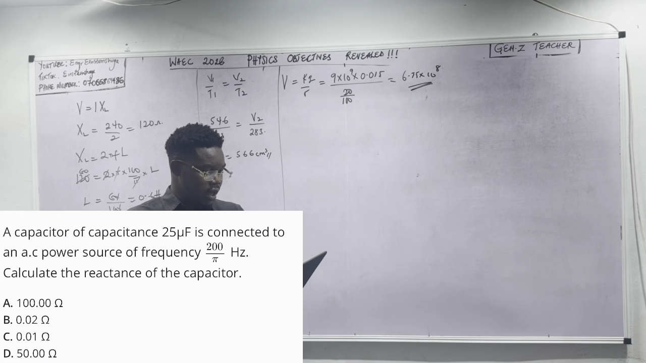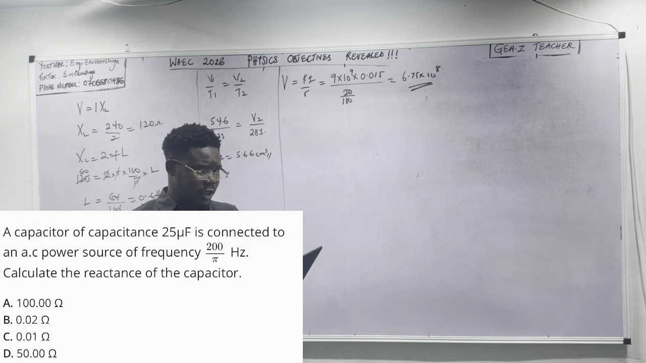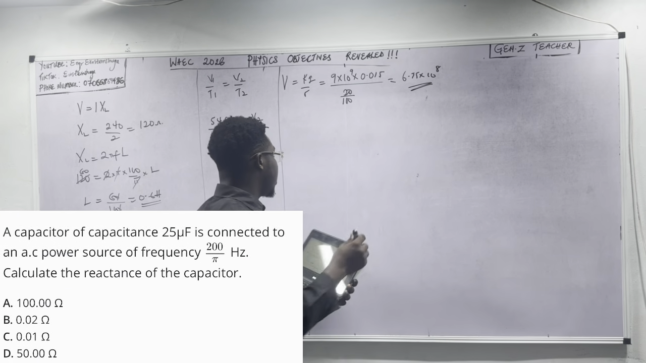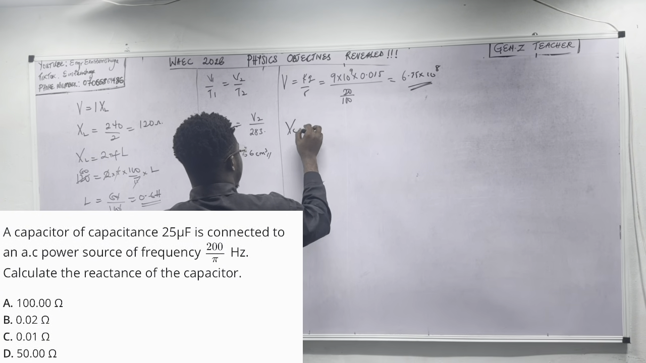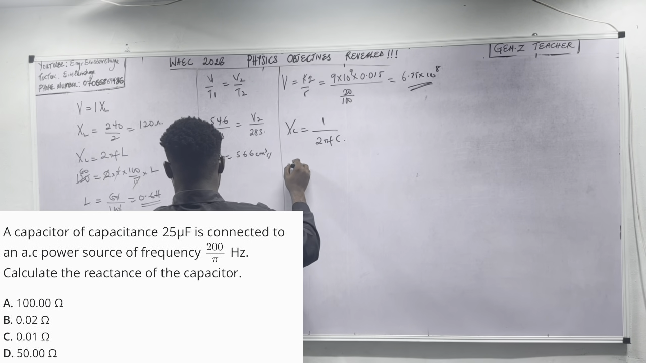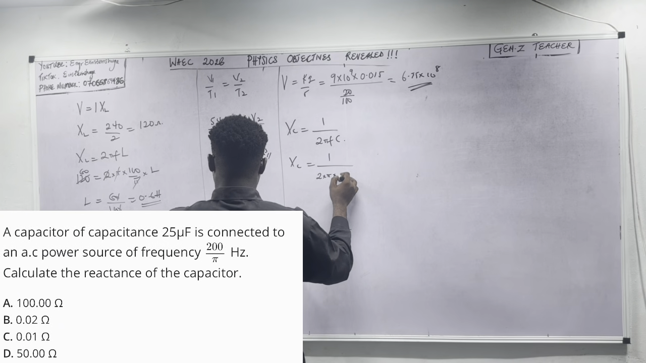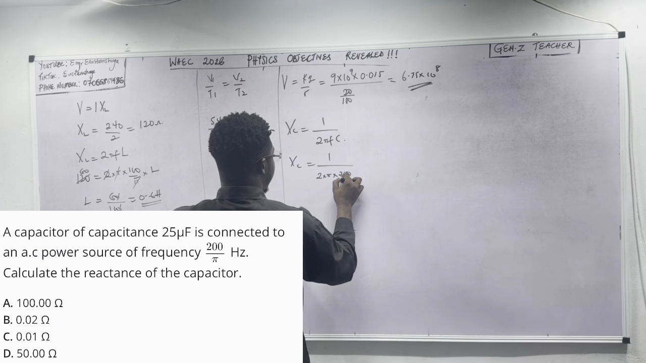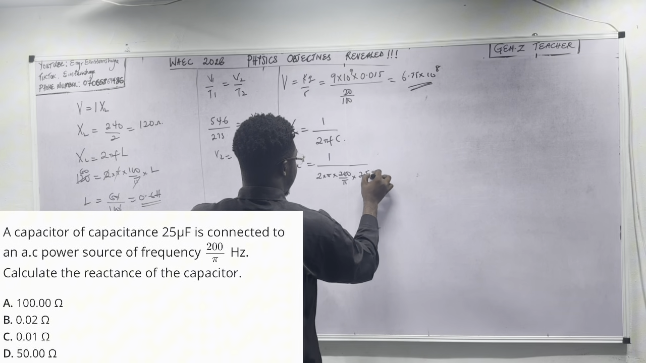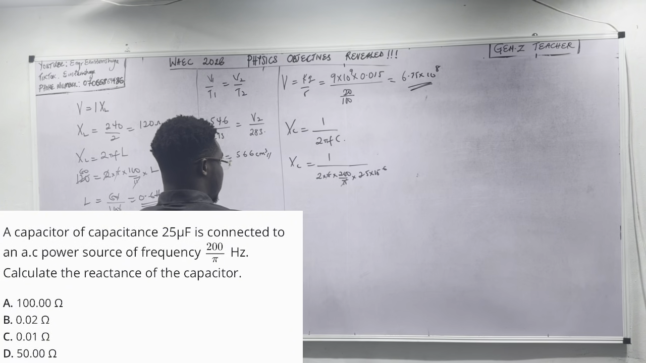Question 40. A capacitor of capacitance 25 microfarad is attached to an AC power source of frequency 200 over pi hertz. Calculate the reactance. Now quickly recall that XC is 1 over 2 pi FC. So let's solve that. We have to find XC. We have 1 over 2 times pi. The frequency was 200 over pi, and the capacitance was 25 times 10 to the power of minus 6. So pi takes out pi. Let's work out the rest.